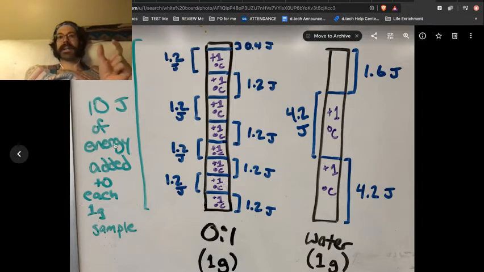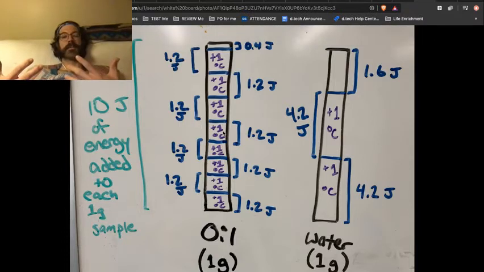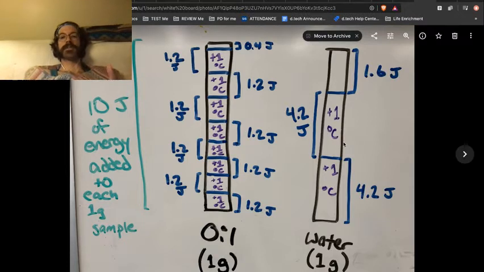But the heat energy will not necessarily determine how much kinetic energy the particles exhibit, which is why the temperatures are not the same, even though you added the same amount of heat energy. Okay.